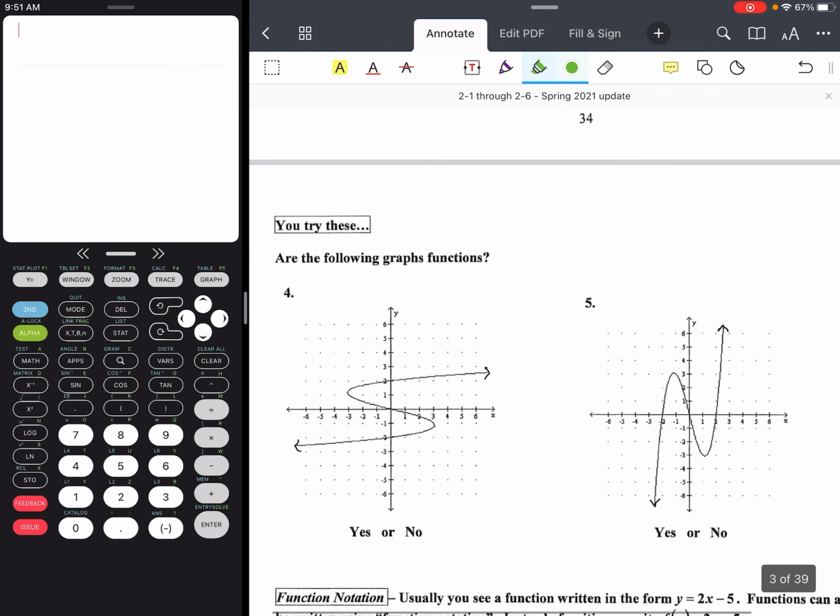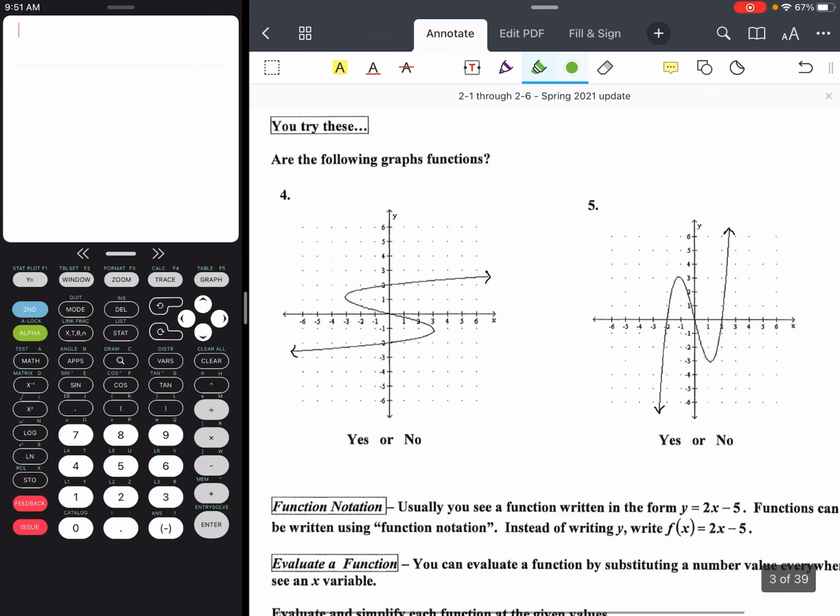All right, so let's take a look at numbers 4 and 5. Are the following graphs functions? For number 4, I could draw one vertical line right there. I'm going to intersect my graph there, there, and there. So no, 4 is not the graph of a function. For 5, anytime I draw a single vertical line, I can only intersect my graph once. So yes, this is a function.